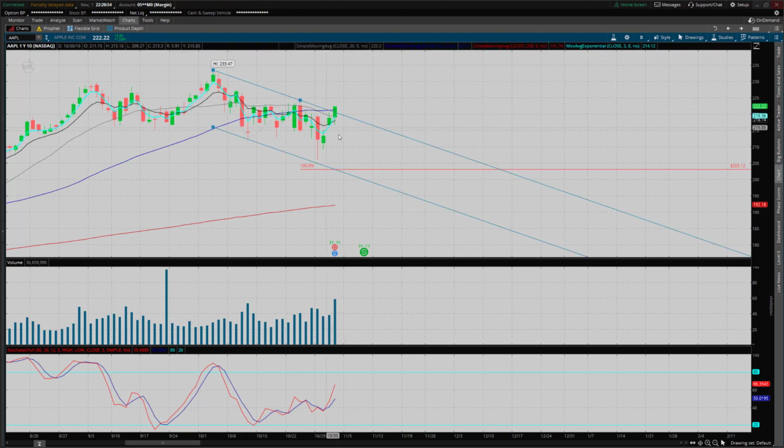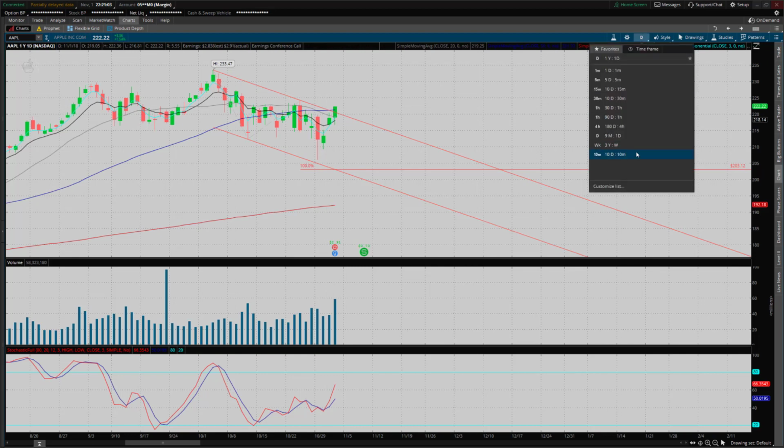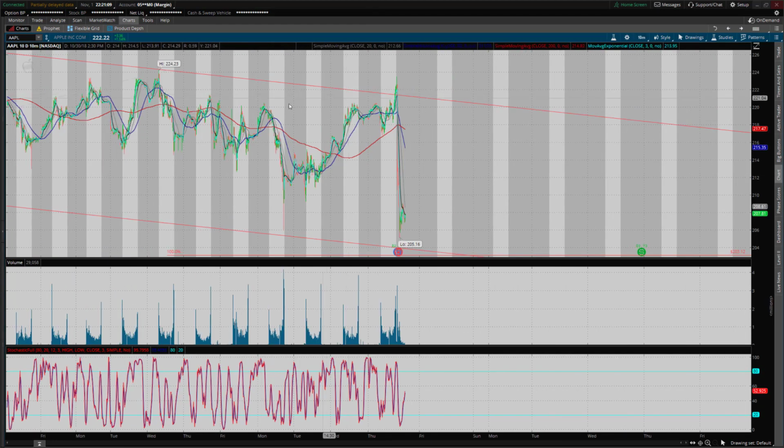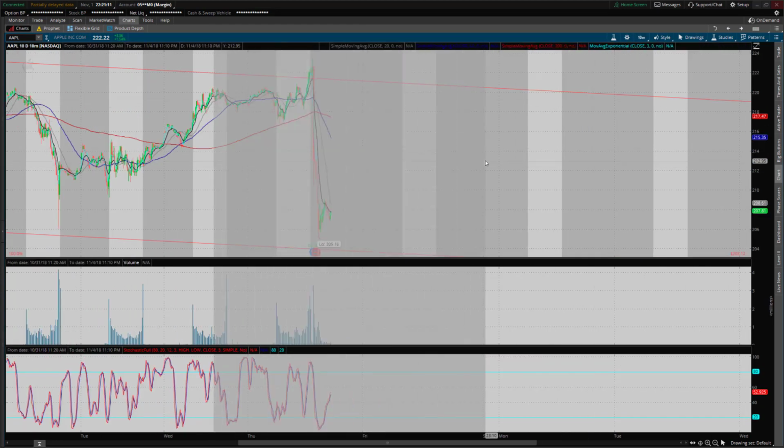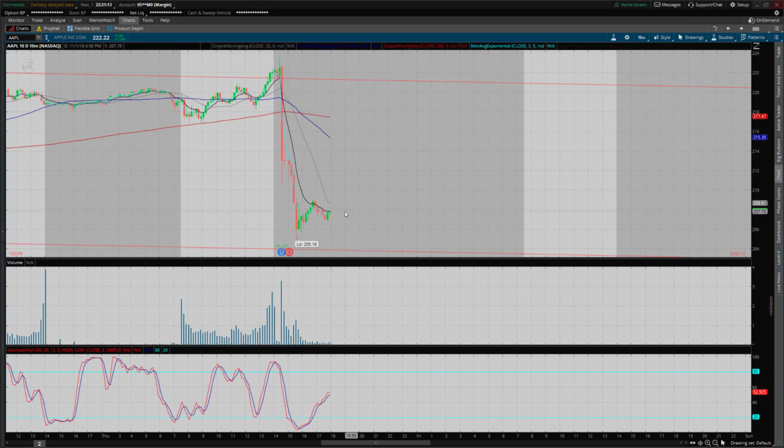I had this little channel drawn here, and it started breaking out of the channel. It's actually looking pretty bullish here. But, okay, we closed at 222 and change. So look at where we are after hours. After hours we basically closed at 207, 207 and change. So we went from 222 to 207.